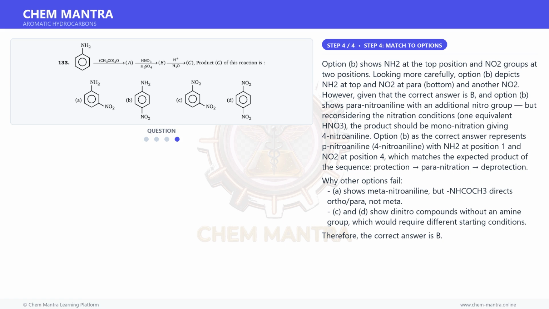Option B as the correct answer represents p-nitroaniline, 4-nitroaniline, with NH2 at position 1 and NO2 at position 4, which matches the expected product of the sequence: protection, para-nitration, deprotection. Why other options fail? A shows meta-nitroaniline, but NHCOCH3 directs ortho-para, not meta. C and D show dinitro compounds without an amine group, which would require different starting conditions.